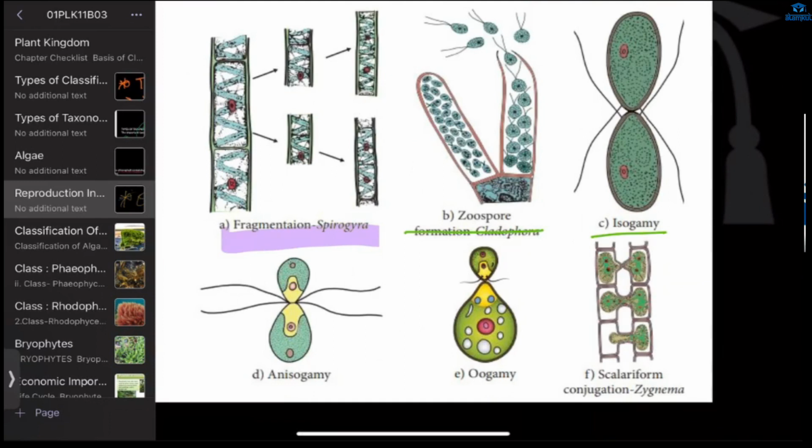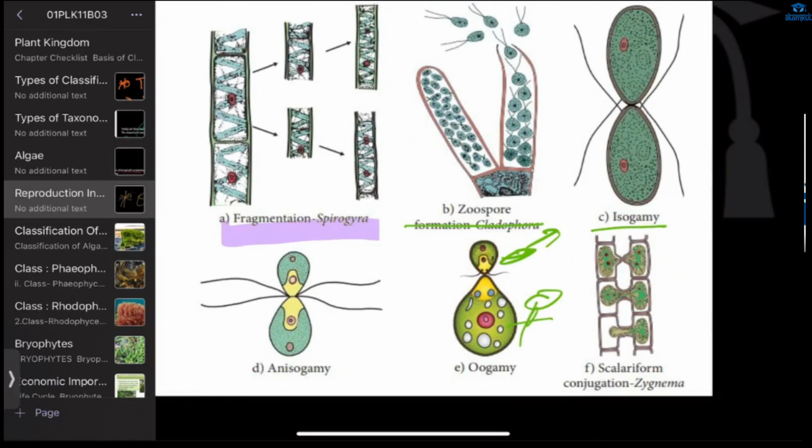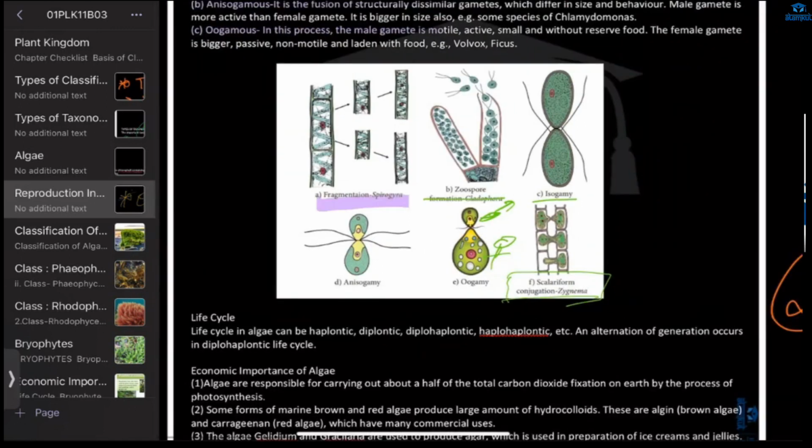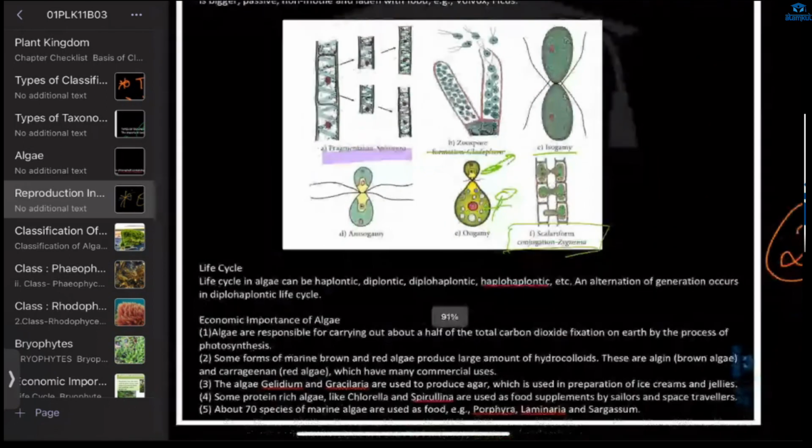And isogamy is similar, and oogamy is, this one is male and this one is female. And then scleriform is a type of conjugation where only two layers or two segmented, that is, fragmented ones come. Spirogyra-like structure algae come close together and share their genetic material. This one is scleriform conjugation. Very rare. It is found in Zygnema. The name is also written.